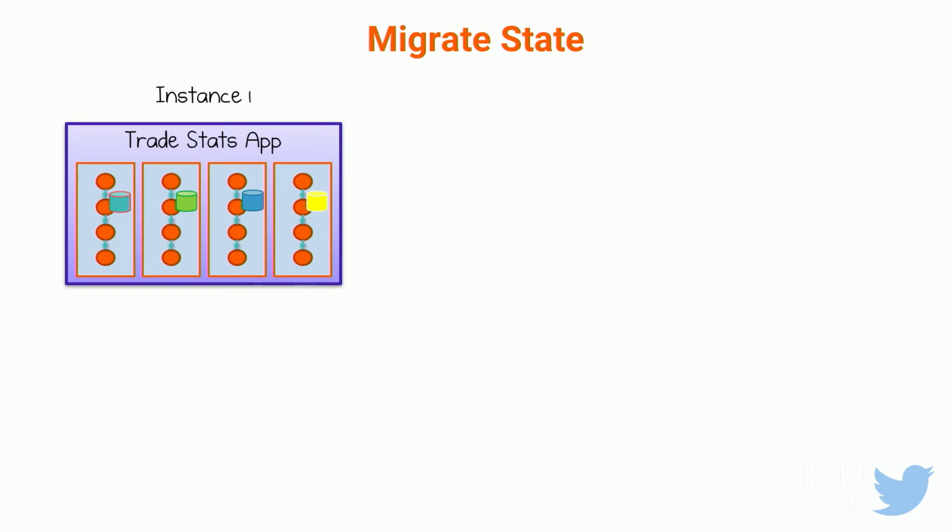So how does it work in practice when we migrate state? Here we assume we have a single instance with all those 4 tasks.